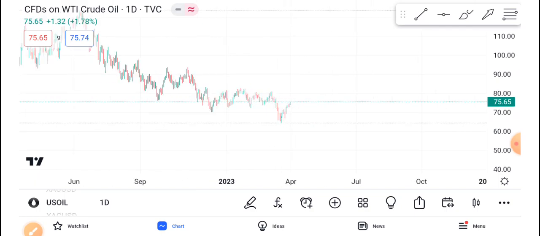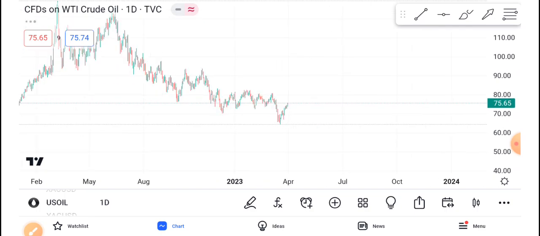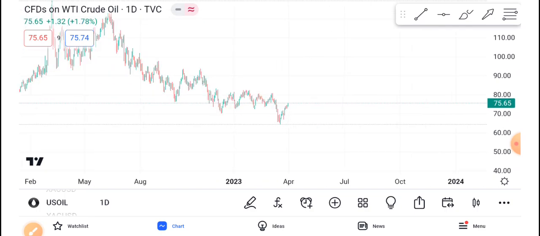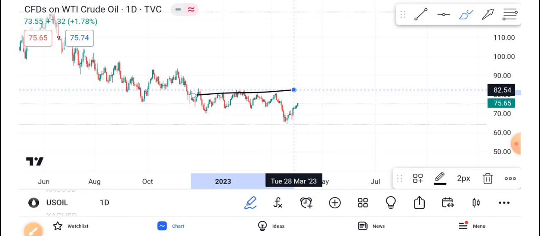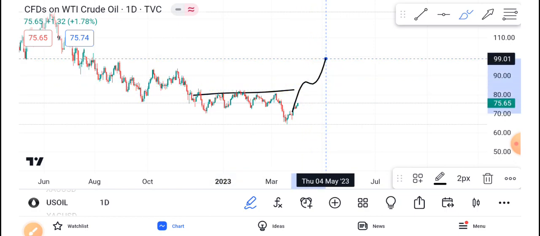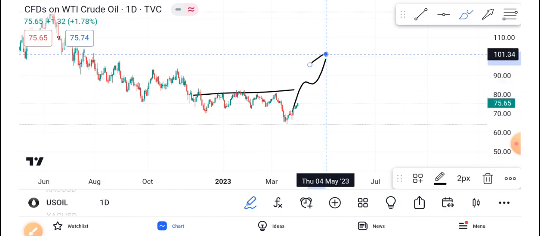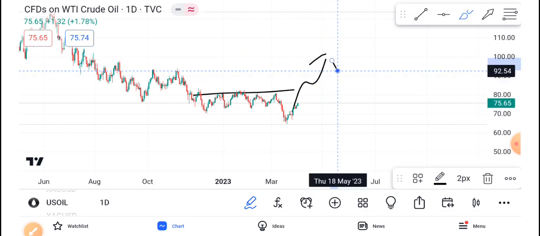Price is making lower lows and lower highs. That means price is in a downtrend, and it is still in a downtrend because price still did not break its previous high, which is this level. Once price breaks this level, moves up, retests it, and then goes up, then we can say for sure that yes, price has reversed its trend.